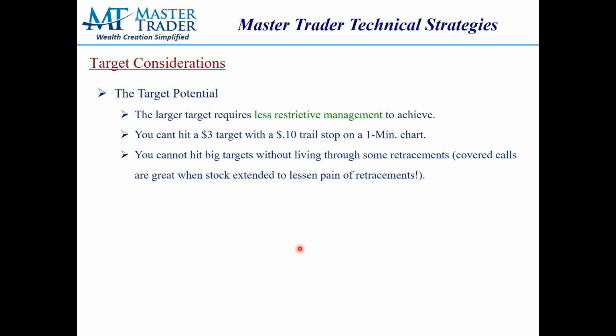Target considerations. A larger target requires less restrictive management to achieve. As it says, you can't hit a $3 target with a 10-cent trailing stop on a 1-minute chart. That is ridiculous. It's just not going to happen unless you get extremely lucky, and we're not looking to get lucky. We're looking to be consistent in what we're doing. You can't hit these big targets without living through some retracements. It is what it is.